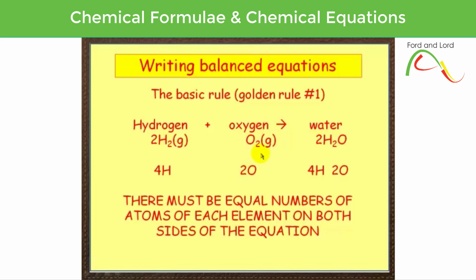So just go back a second. Now we know this is wrong because we haven't got enough oxygens. So what we did, we put a 2 in front. Now that gives 2 oxygens there, 2 oxygens there gives us a total of 4. That's balanced. But by putting a 2 there, we had to put a 2 over here to make sure we had enough hydrogens. So 2H2, O2, 2H2O. 4 hydrogens, 2 oxygens, 4 hydrogens, 2 oxygens.